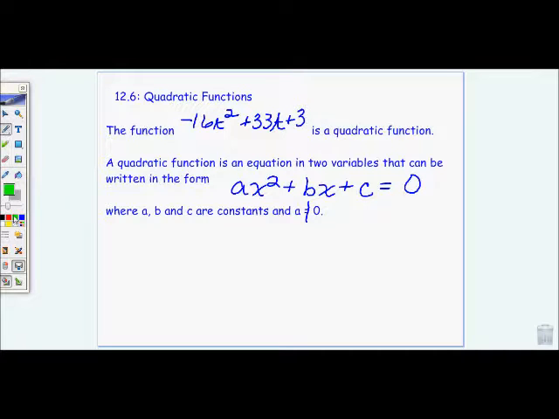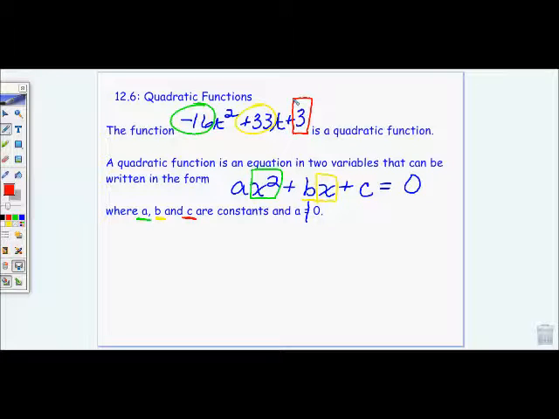We have an a term, and our a term is the coefficient to our squared term, the x squared term. Okay, we also have a b term, and the b term is the coefficient to the x term. And we also have a c term, and our c term is the constant term.